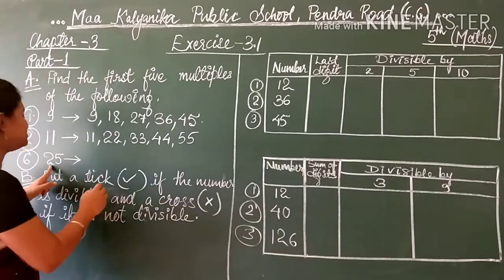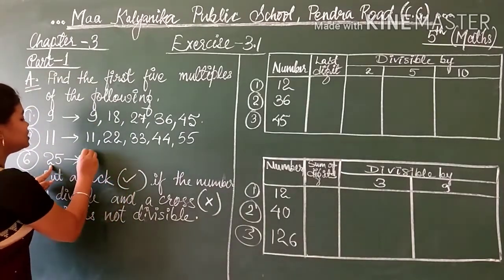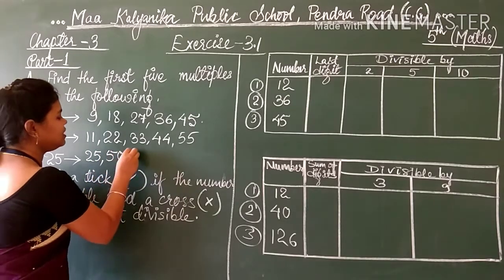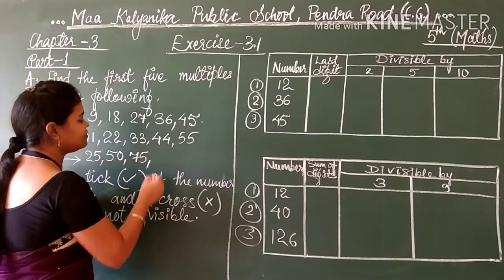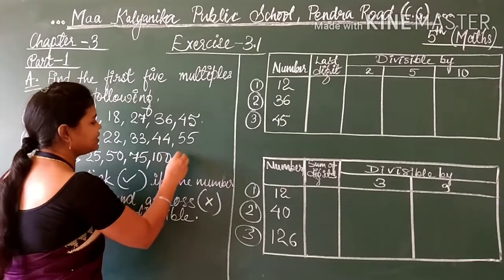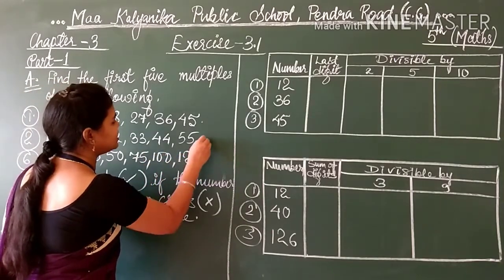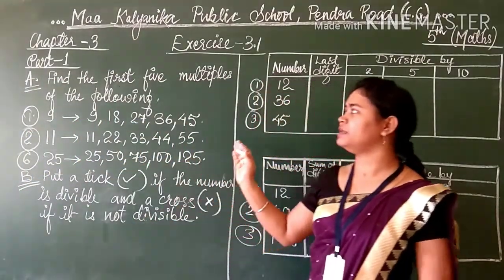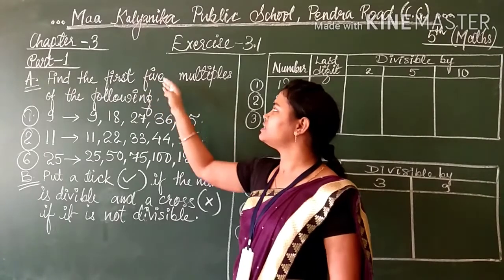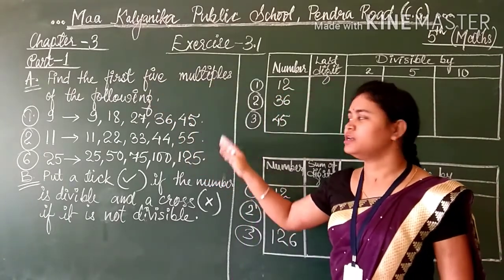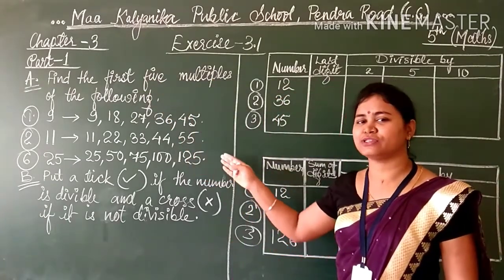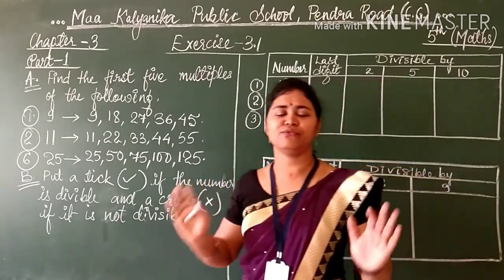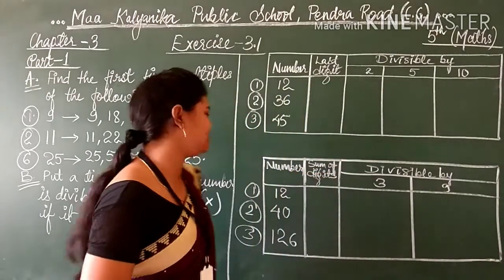Yes. So students, moving to 25. Now 25, 1s are 25, 2s are 50, 3s are 75, 4s are 100 and 5s are 125. So students, in this way you will very easily get the first 5 multiples of the numbers. 2 more questions are given that you can solve by looking at your book. Okay, I hope you have understood the meaning of multiple and you can find the multiples.